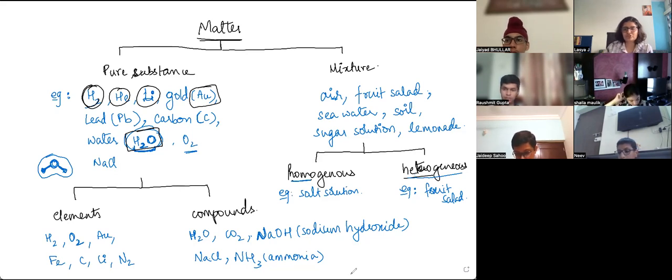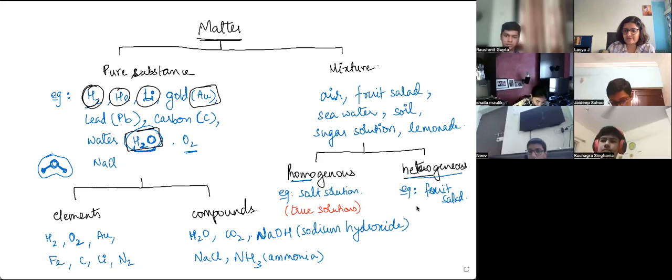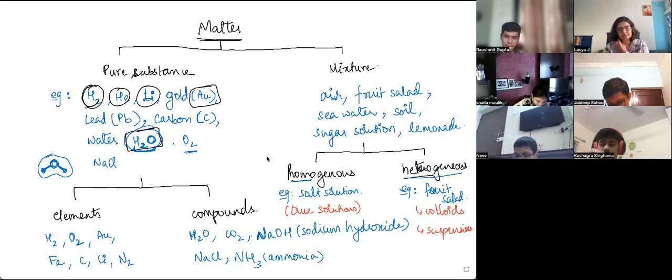Okay. So homogeneous and heterogeneous is one way of classifying mixtures. Apart from that, you also have true solutions, and in heterogeneous you have colloids or colloidal solutions, and you have suspensions. I'll just draw a line here to differentiate.